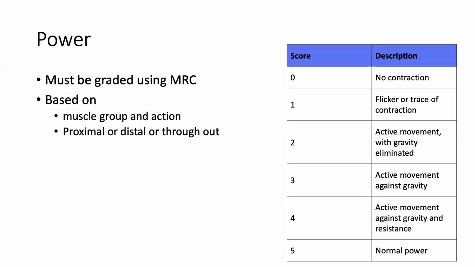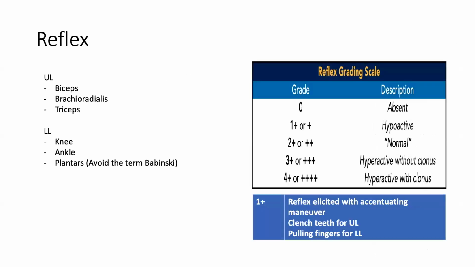And then how you describe power as well. It's not just in terms of weakness on its own, but you also need to tell which muscle group is weak, whether this is a proximal muscle weakness or distal muscle weakness, and which action is also affected. So that's very important. Reflexes. So you have 3 reflexes on your upper limbs and 3 reflexes on your lower limb.